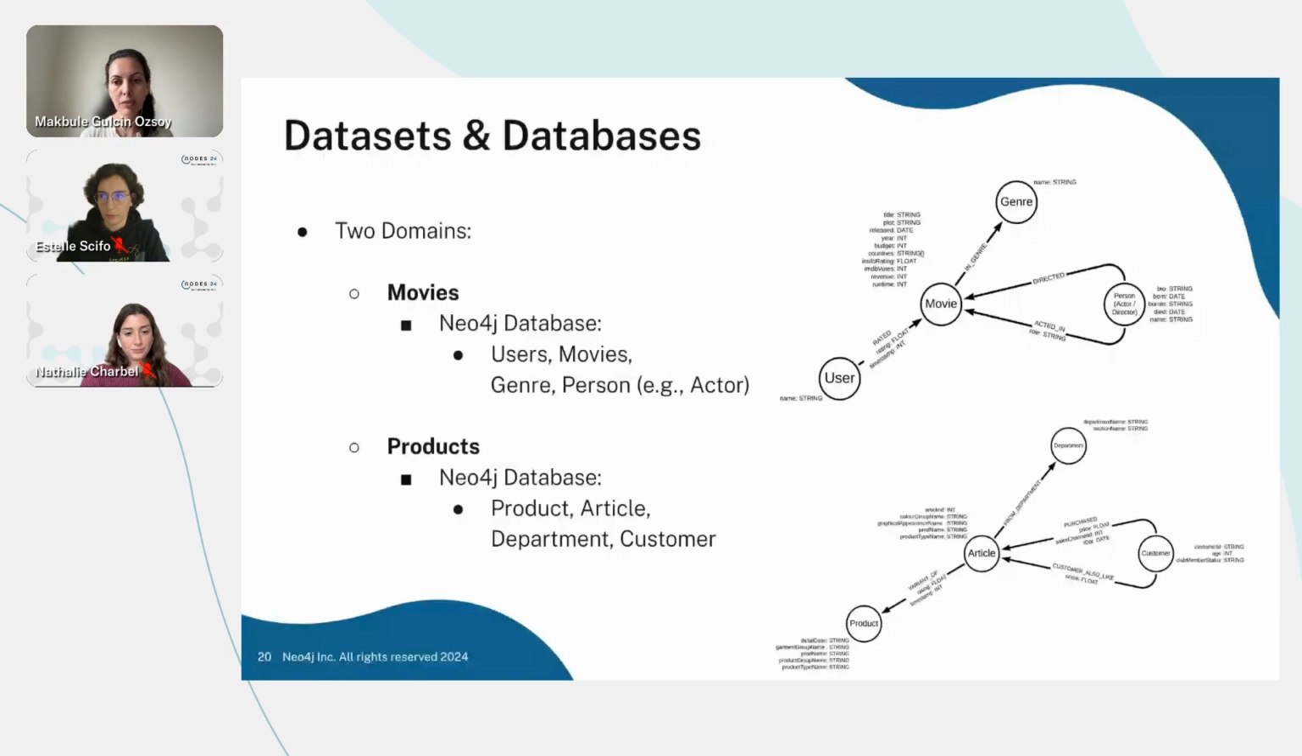In these databases, we have some nodes, such as for movies, we have users, movies, actor or director information, and genre. Each of these nodes has some properties. For example, in movies, we know the title or the release year, and we have relationships between these nodes. For example, a user has rated a movie, and we also know the property of it. The rating is some value. Similarly, for products, we have product, article, department, and customer nodes, their relationships, and their properties.